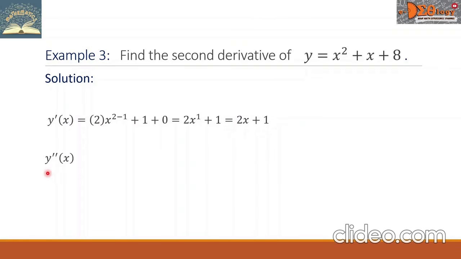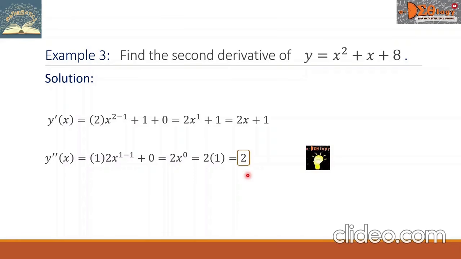For the second derivative notation, we use y double prime of x. So we take the derivative of each of these terms. So the derivative of 2x is 1 times 2, then multiplied by x raised to 1 minus 1, plus the derivative of 1 is 0. Simplifying further, we have 2x raised to 0. Then we simplify this x raised to 0 as 1. 2 times 1 is 2. This is the final answer.